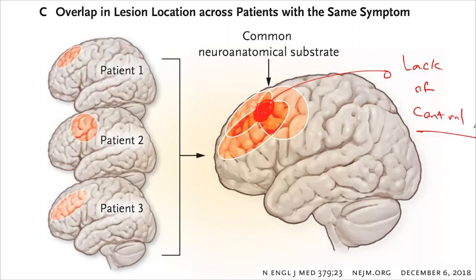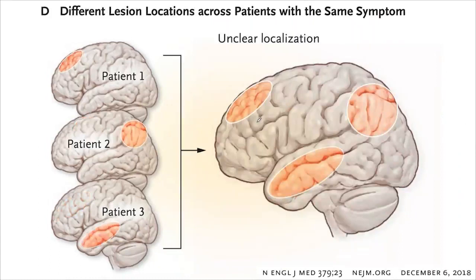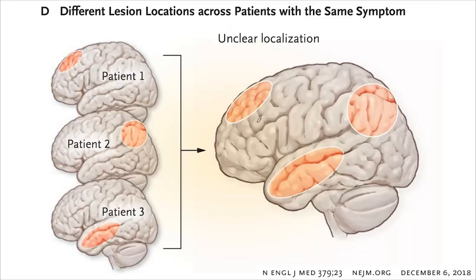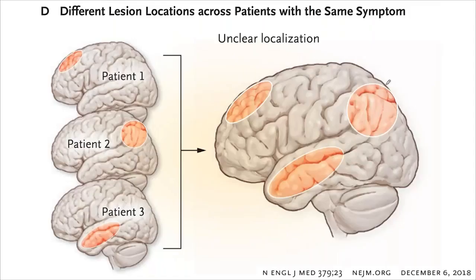This is the way that we technically use these cases to understand how different parts of the brain are responsible for different functions. But it is not always the case. Sometimes we have 3 patients, they all have the same symptom, let's say lack of control, but they have different areas of the brain that are affected. So they all have lack of control, but there are different areas. And that makes things a little bit complex. Why do we have different areas? Why do we have the same symptoms? The symptom is the same, but there are different areas.